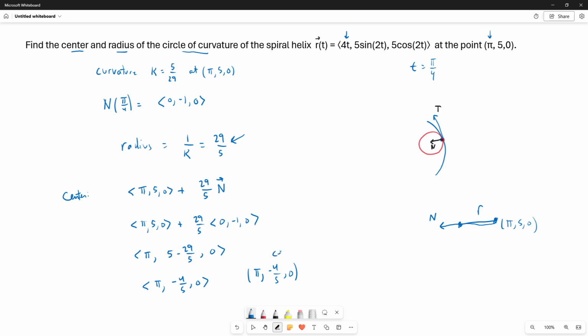So there's our center of our osculating circle, also called the circle of curvature. The osculating circle, and the center is (π, -4/5, 0), and the radius is 29/5. So that describes the circle.